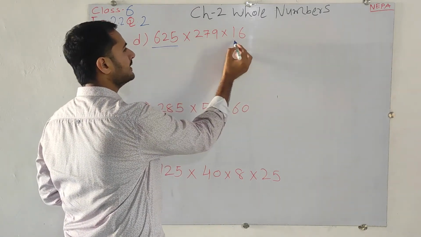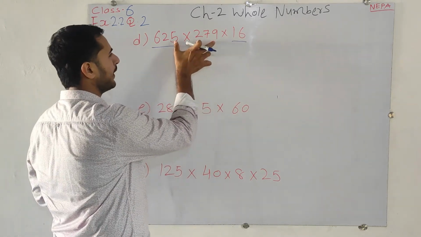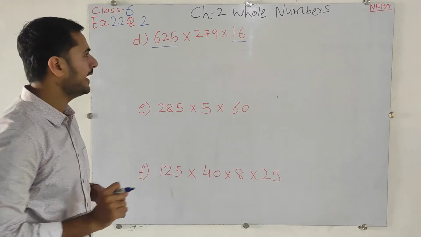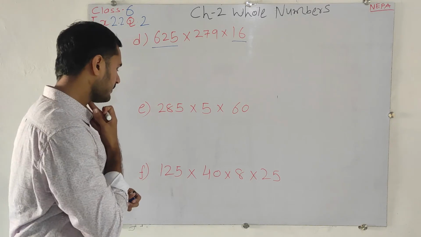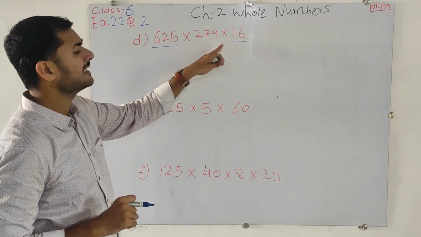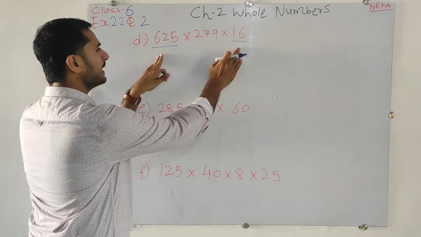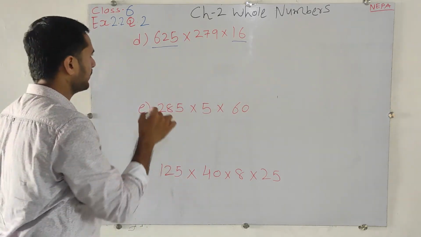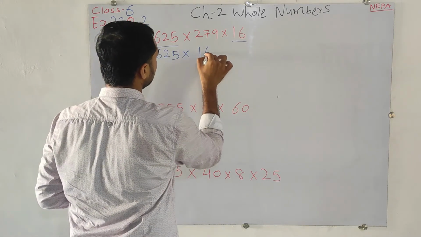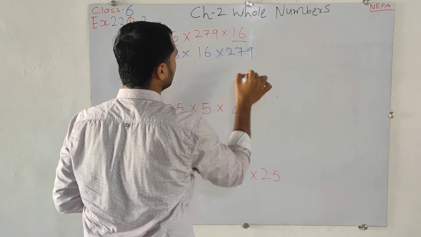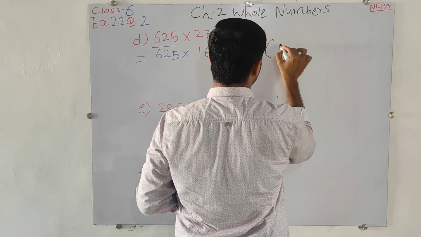Now 6 fives are 30, so that is possible. Now let's check another number also. Here is 9. 9 fives are 45, and 9 sixes are 54. So that's not possible. So first of all, we will multiply these two numbers. It means we have to rearrange the numbers. So here I will write 625 multiplied by 16 multiplied by 279. Here, which property did we use? We can write that here we used the commutative property.